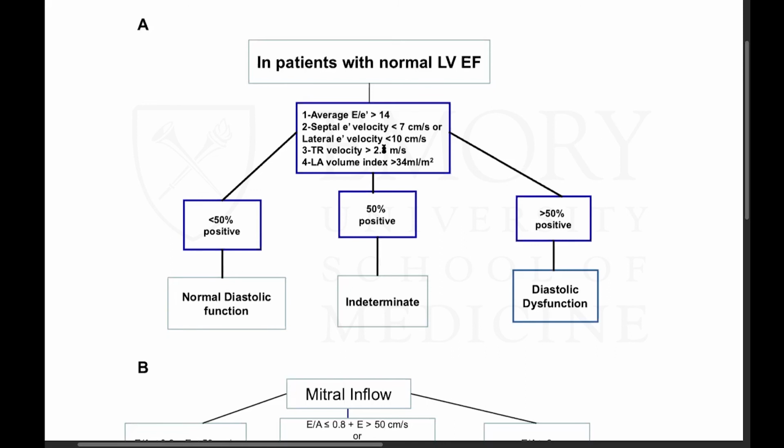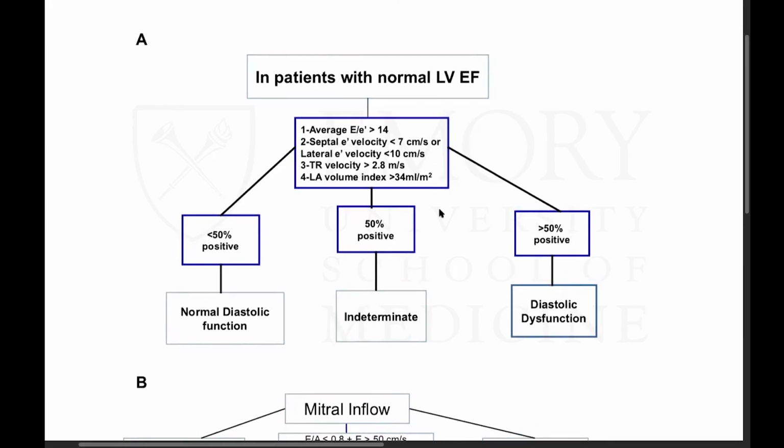And then when it comes to TR velocity greater than 2.8 and a big left atrial volume index, they use these number of cutoffs. If you have more than 2 out of the 4 or less than 2 out of the 4, then it's intermediate or diastolic dysfunction.